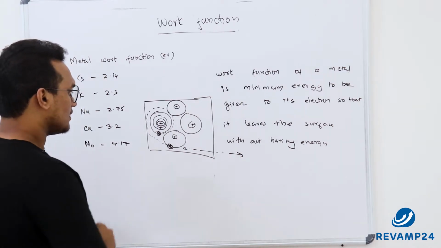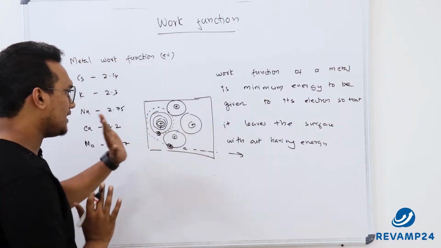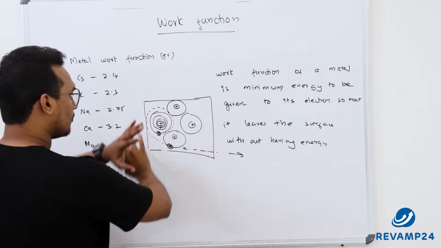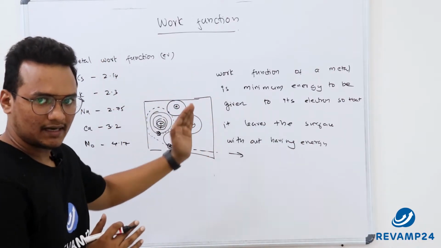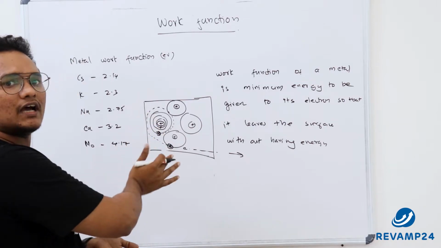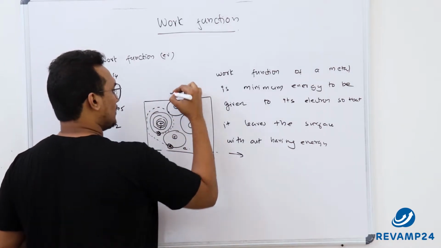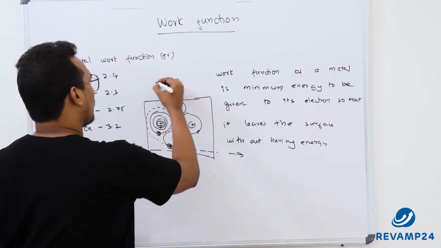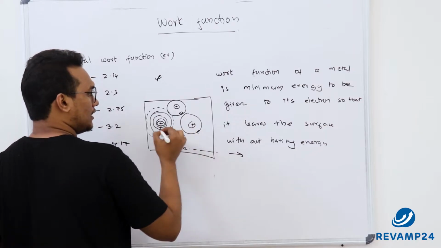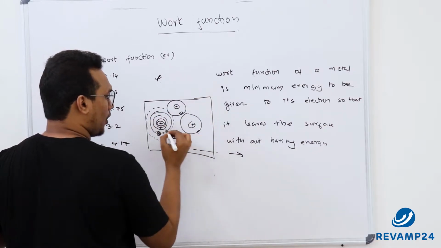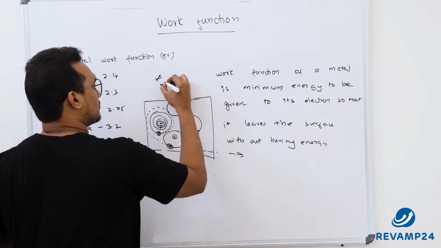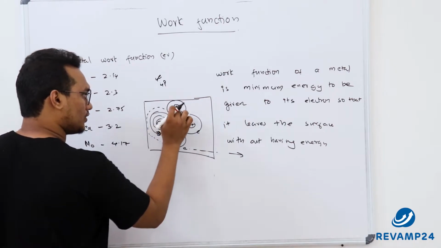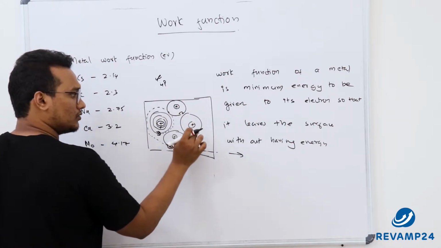Why? Initially, what is the net charge of this metallic specimen? Zero, because whatever the number of protons the metal carries, an equal number of electrons is present. Say, for example, in this case we have only one outermost electron per atom. So we have 4 electrons in 4 atoms and 4 protons: 1, 2, 3, 4 protons, and 1, 2, 3, 4 electrons.